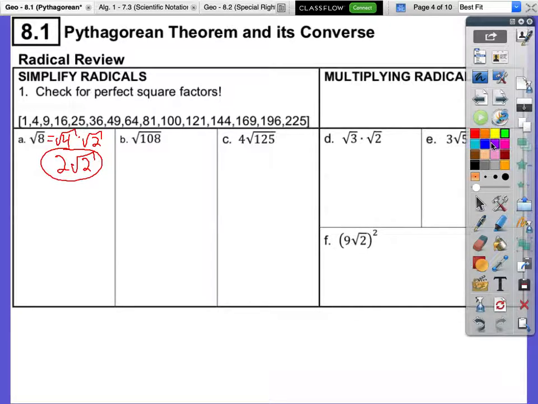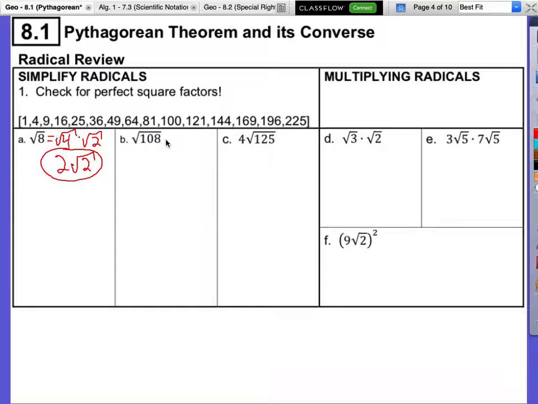Okay, Randall. 36. 36 times what was 108? 3. How could you know? What operation did you do in your calculator? Division. You did 108 divided by 36. Randall guessed and checked and it kept going down and said, hey, we have a winner. 108 divided by 36 is 3.